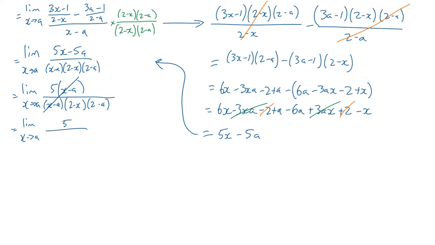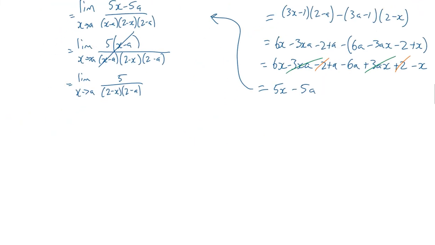Okay. Again, I've said this before, I want you to write out this final step. I don't want you to go to sub in yet. You got to show that step. Okay. And then we can sub a in for x. And that's where you drop the limit notation.